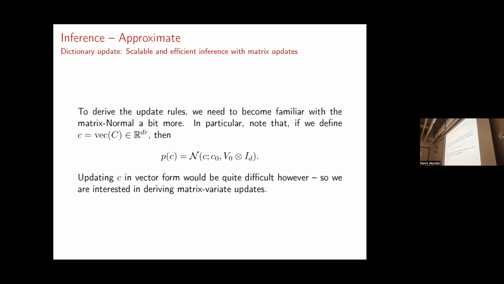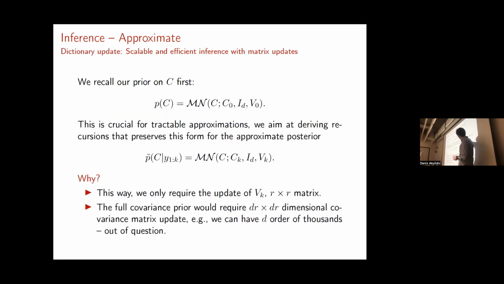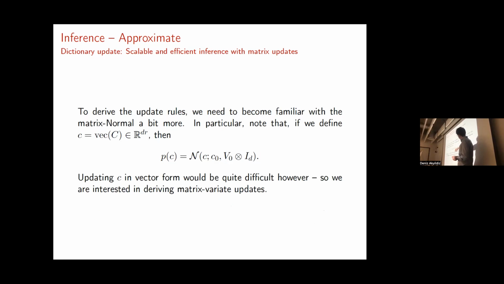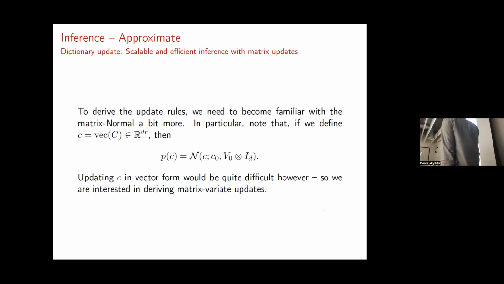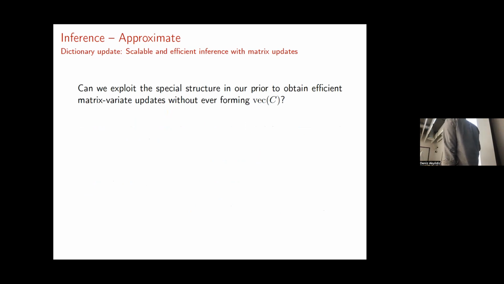So in order to derive the updates, we write the vectorized form. We never actually do the vectorization, but to derive the updates, when you write down the matrix normal as just a distribution on a vector, it comes out like this. You have a vectorized form of C0, and you have this massive covariance, V Kronecker product identity. So, can you exploit the special structure in this covariance without ever forming C?